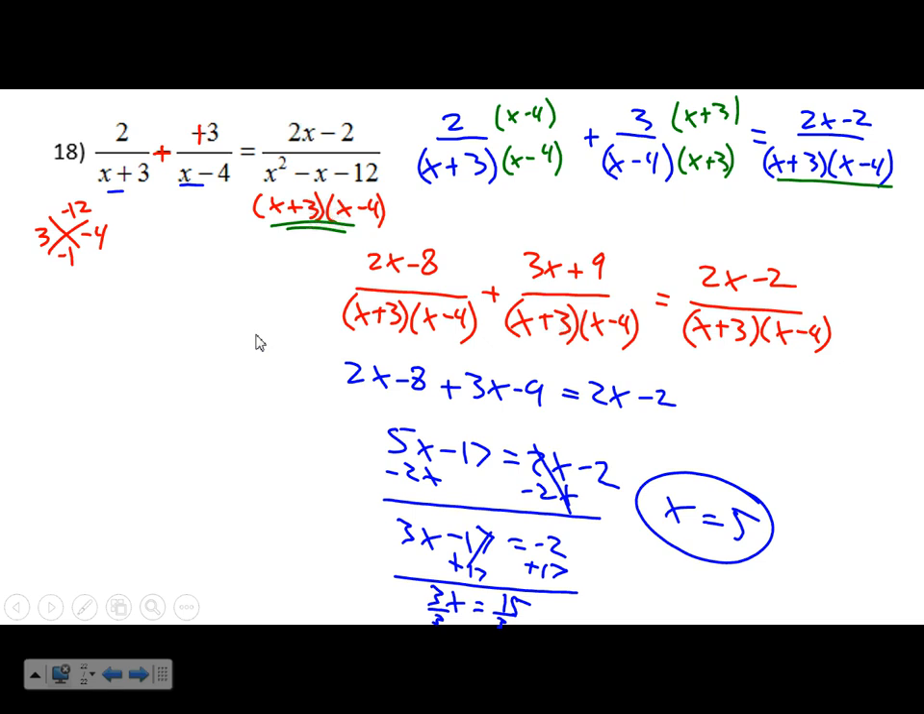So that was section 8.6. That was solving. Again, really the hardest part about this is the same thing that was hard about adding and subtracting expressions, because you find a common denominator, which means you have to factor to get there.